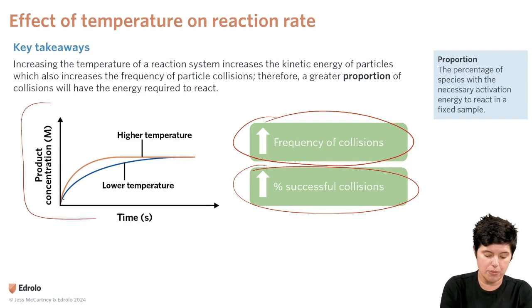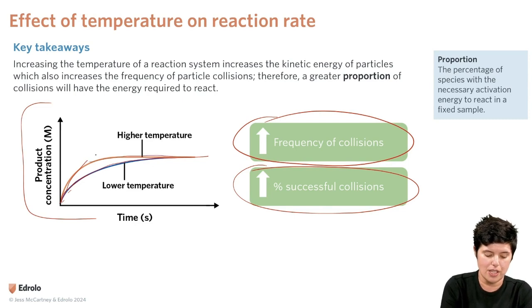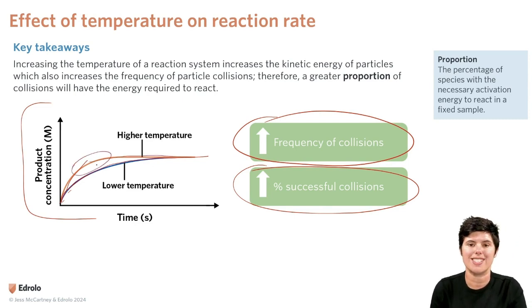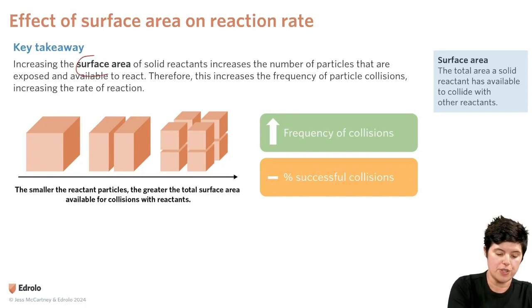At a lower temperature, we have the product concentration. You can see that there's a small increase and then it plateaus off. But when you have a higher temperature, it increases quite dramatically and then it plateaus off. So you can see that there is a greater percentage of successful collisions, and temperature is the only thing that does that. So the second effect that we're going to look at is surface area.